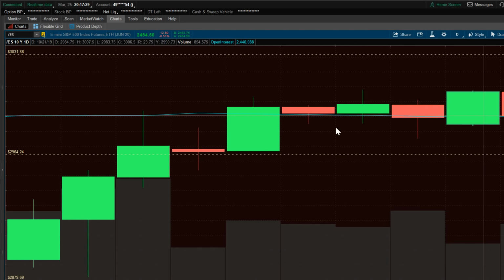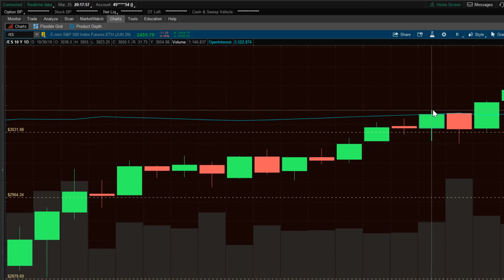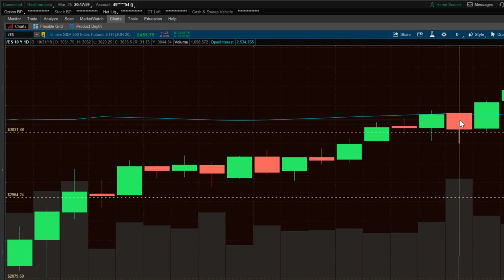And then the wicks, these little lines at the top and bottom. The bottom of the bottom wick will be the low, and the top of the top wick will be the high. For red candles, the bearish candles, it's going to be the opposite. So the open is going to be the top of the rectangle. The close is going to be the bottom of the rectangle. And the wicks, same thing, low and high.